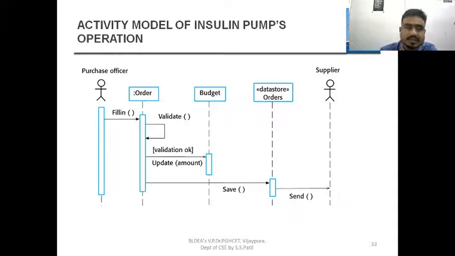This is the activity diagram. You can draw it on your own, no need to stick to this itself. One officer is there, that is nothing but the doctor. Next, a number of things are going to occur: order, budget, data store. These we are going to call scenarios. This entire thing we are going to call scenarios. Next, filling, validate, save, send, we are going to call functions.